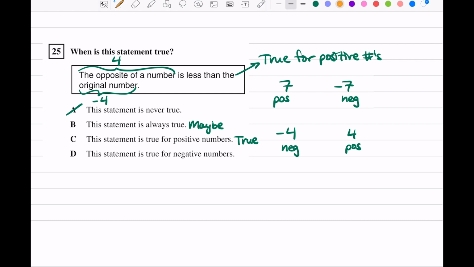If we start with a negative number, the opposite is always going to be positive. So this statement is saying that a positive number is less than a negative number. And that is not true. So we can say that this statement is false for negative numbers. So we can cross out D, and we can also cross out B because it's not always true. We can say that it's true for positive numbers.